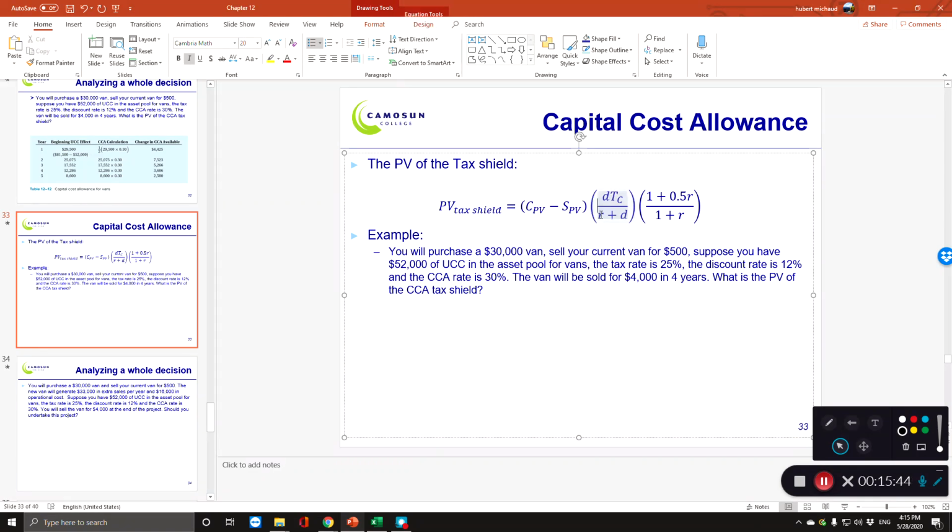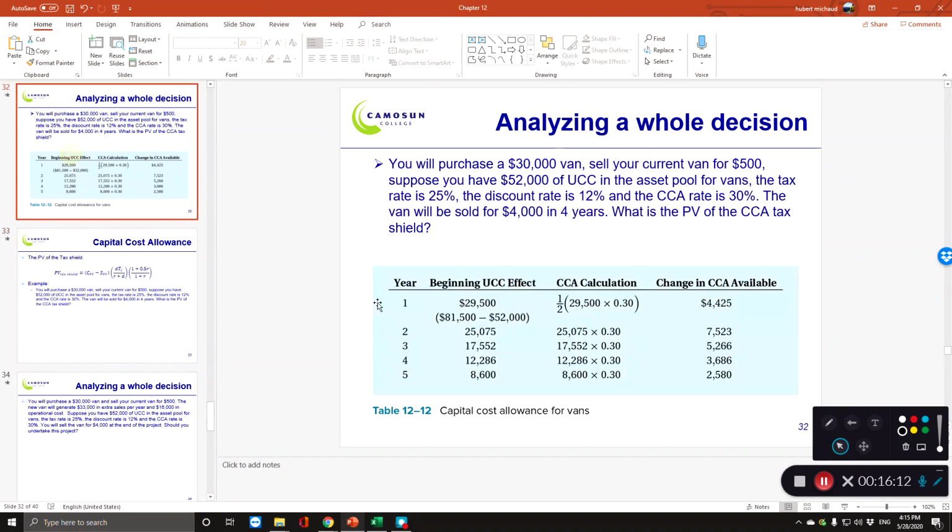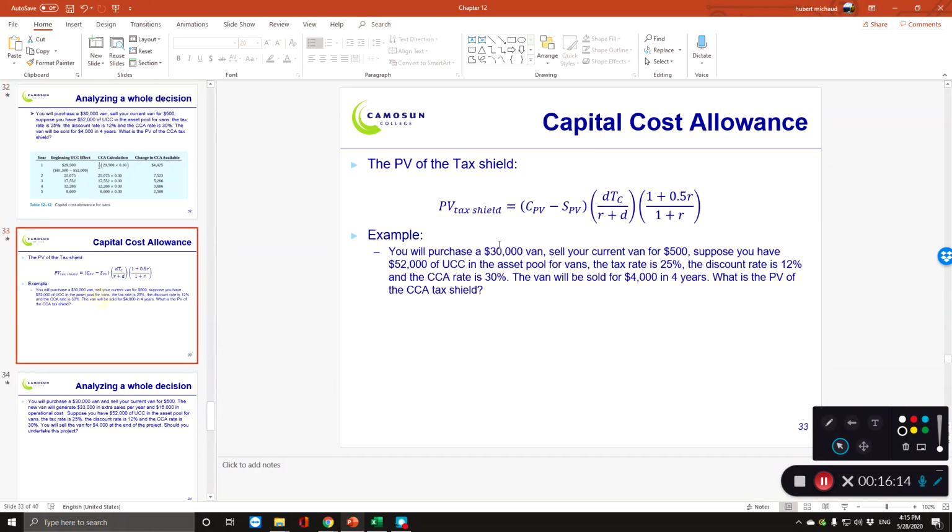The R is our discount rate. TC is the corporate tax rate, the tax rate we have to pay. D is the depreciation rate of the CCA pool. Okay. CPV is the amount by which our UCC class pool goes up. In the previous case, that would have been the 29,500. Okay.